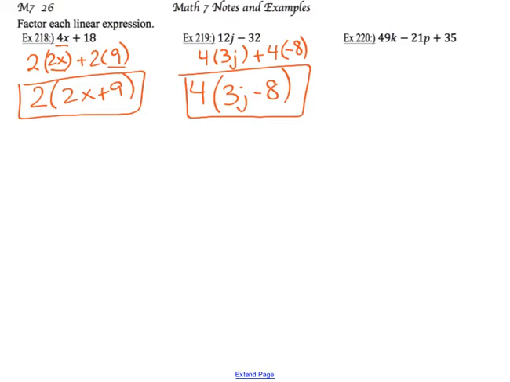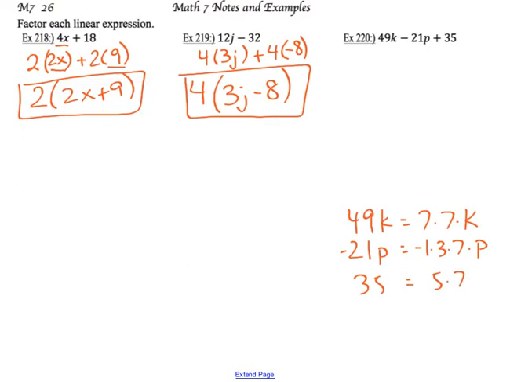49k minus 21p plus 35. All right, I noticed that 7 goes into all of those, but 49k is 7 times 7 times k. Negative 21p is negative 1 times 3 times 7 times p. And 35 is just 5 times 7. The only thing I see that they have in common among all of them is a 7. So we're going to factor out a 7.